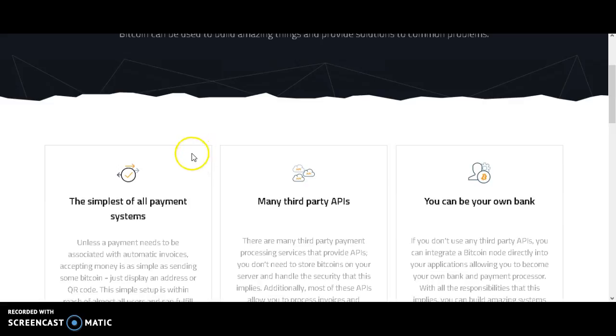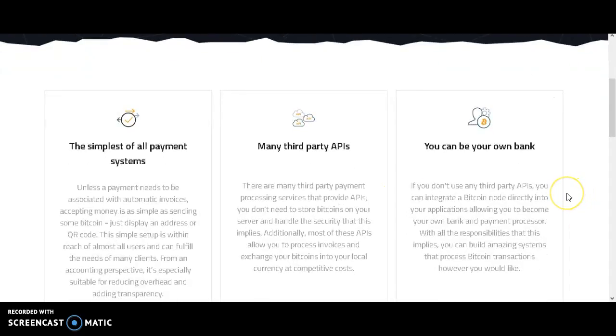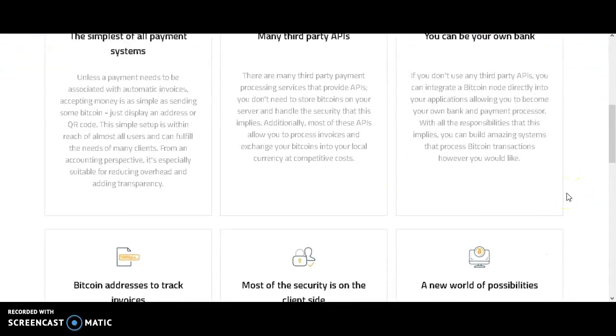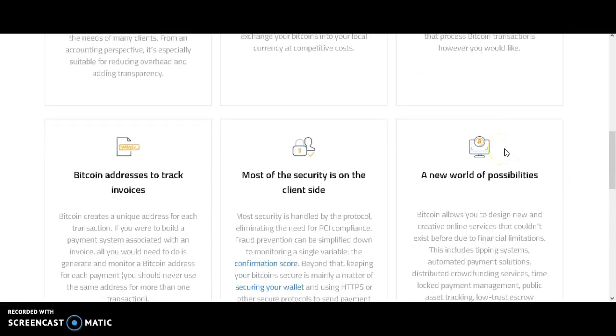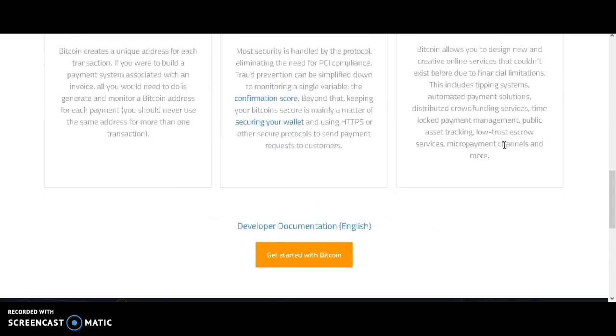At the bottom of the page, there are some simple steps that you can follow. The simplest of all payment systems, meaning no third-party APIs. You can be your own bank. Bitcoin address to track invoices. Most of the security is on the client side. A new world of possibilities.